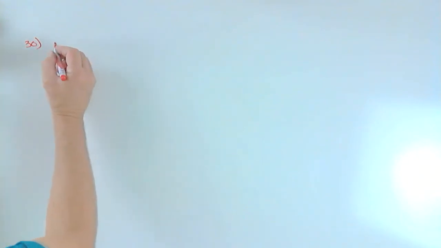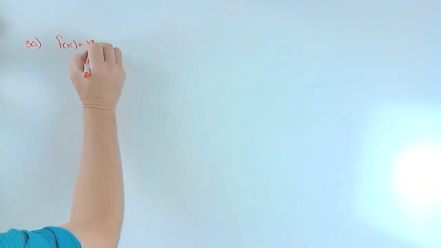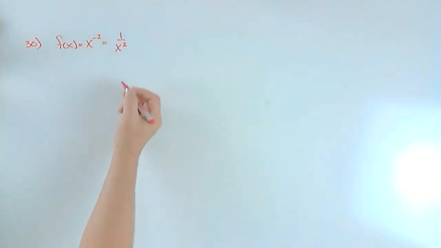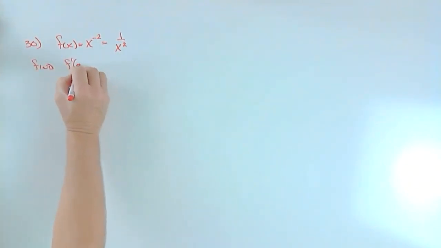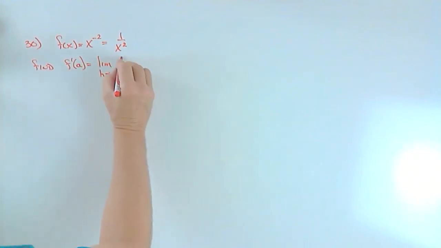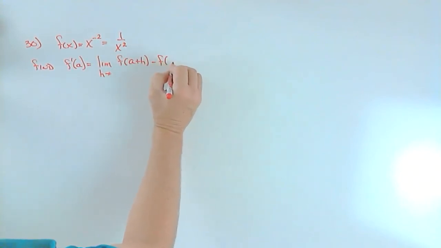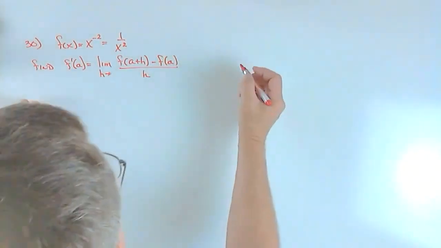Problem 30 says find f prime of a, right? That's what problem 30 says. Find f prime of a, and they give us f of x equals x to the -2, i.e. 1 over x squared. And they want us to find f prime of a. And I know that's the limit as h goes to 0 of f of a plus h minus f of a all over h. So I'm going to find a plus h.